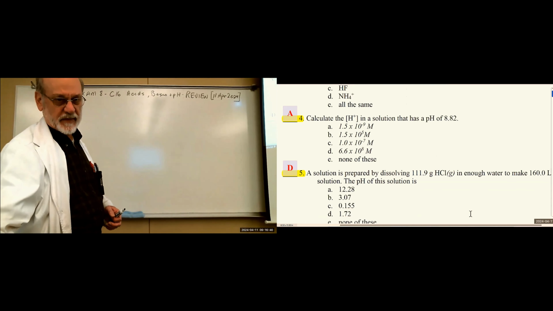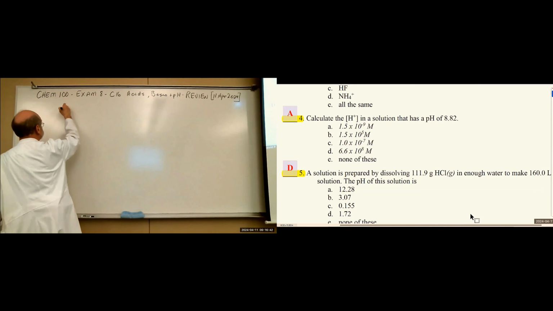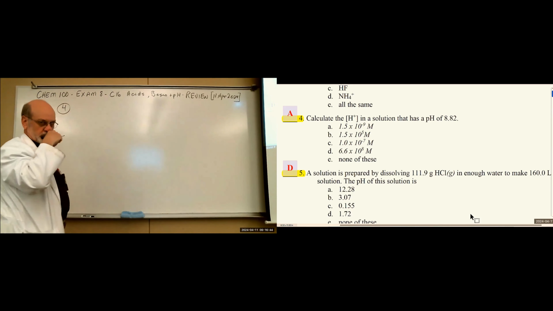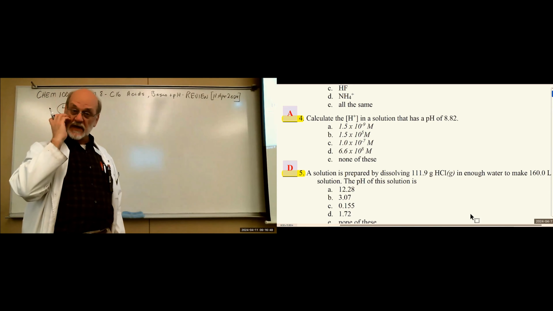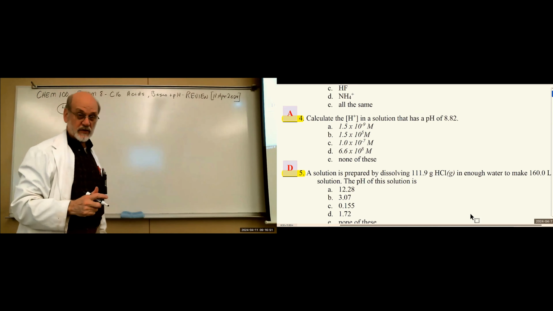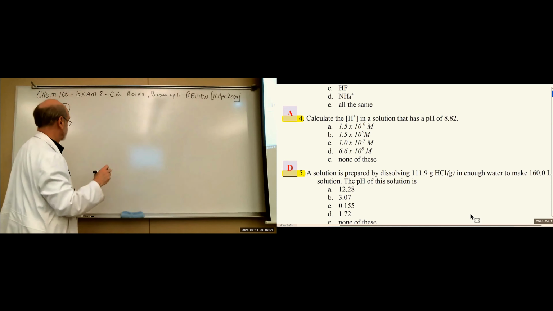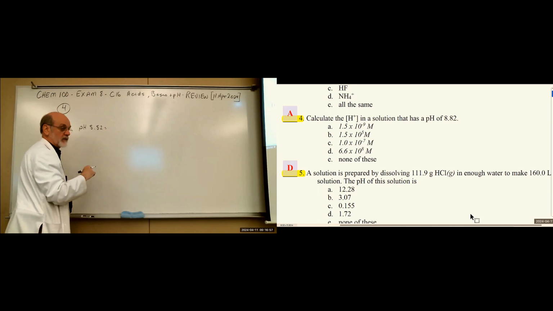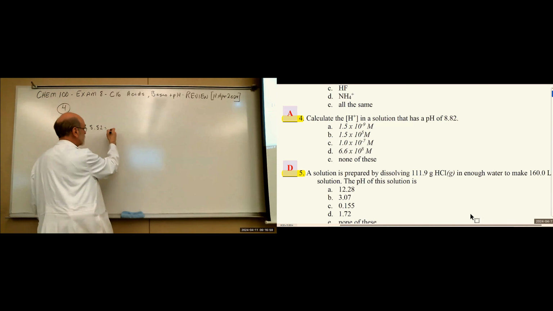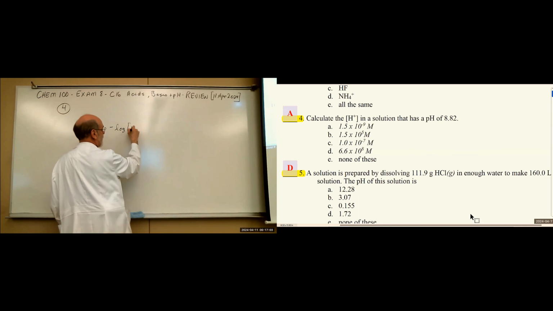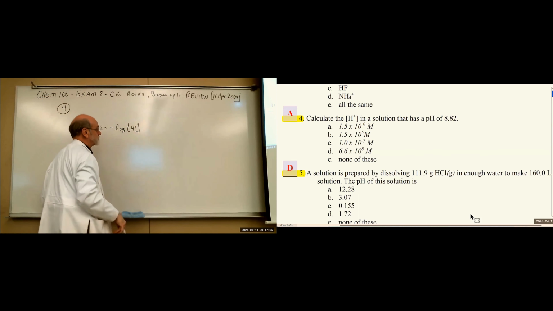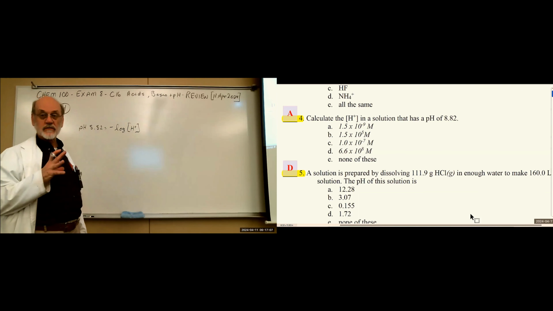All right, number 4. Calculate the hydrogen ion concentration in a solution that has a pH of 8.82. If it's a pH of 8.82, what is that equal to? That's equal to the negative log of the hydrogen ion concentration. Right? And remember the nature of logarithms.